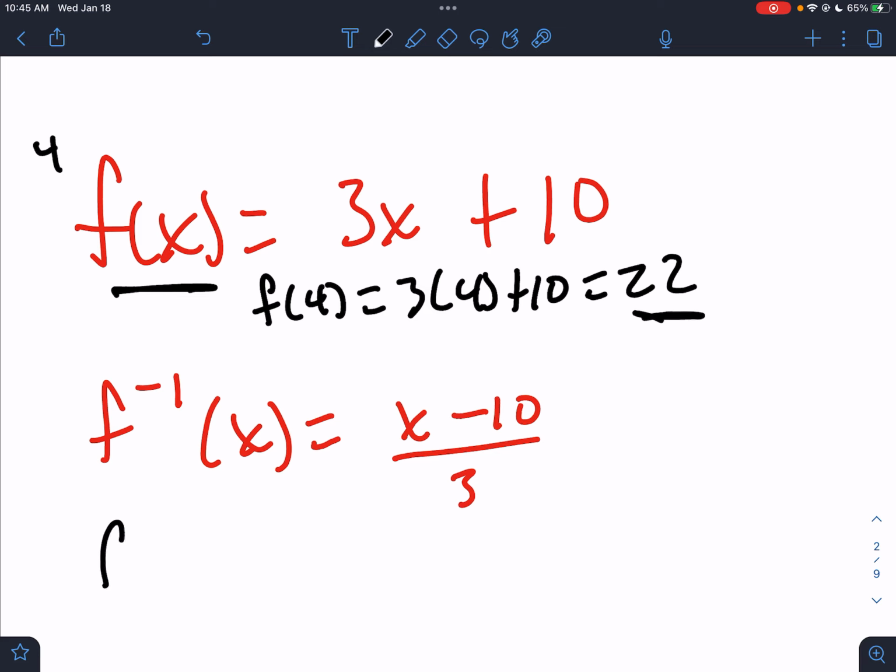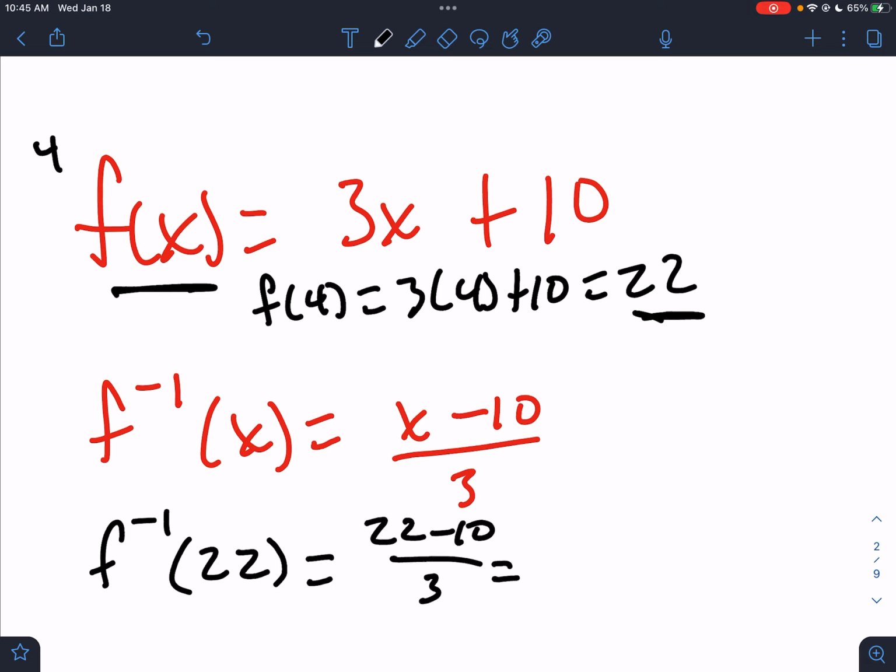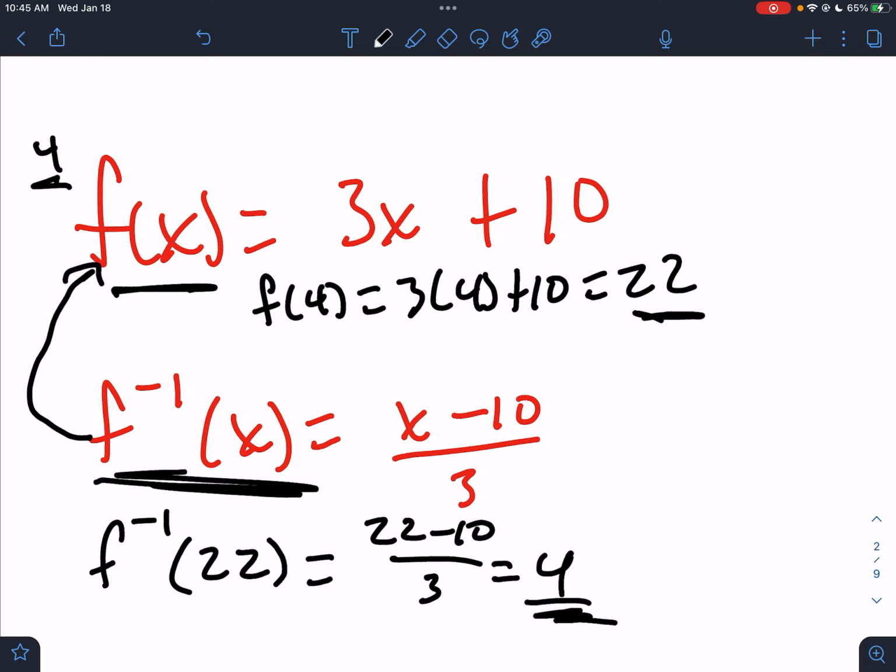Well, if I plug in the answer here, 22 minus 10 divided by 3, what is 22 minus 10? That'd be 12 divided by 3. I got my 4 back. This function undid everything this function did. It's called an inverse function. So if you want to undo a function, it's more than just a division or a multiplication. It's a series of things to undo everything you just did.